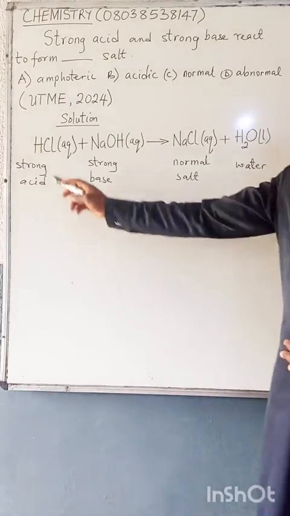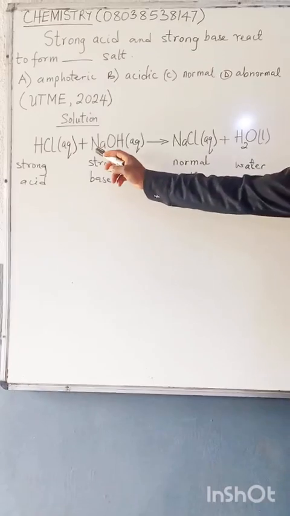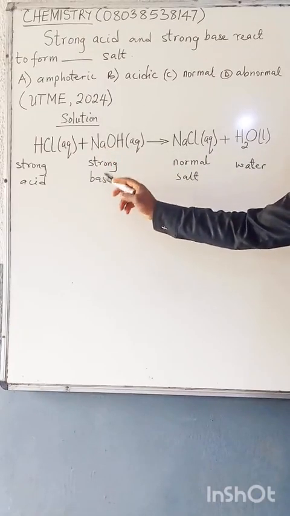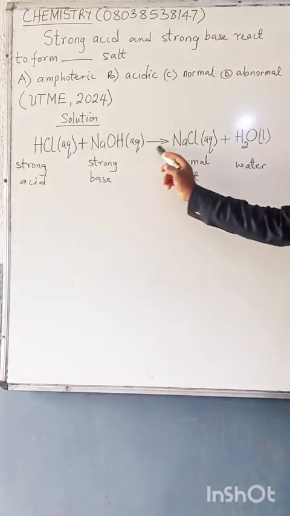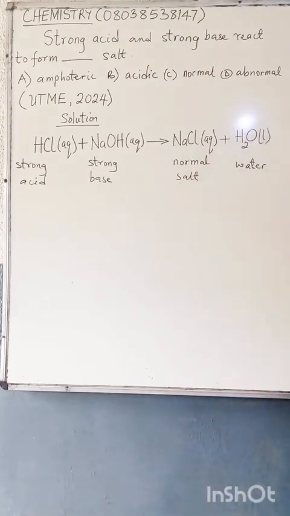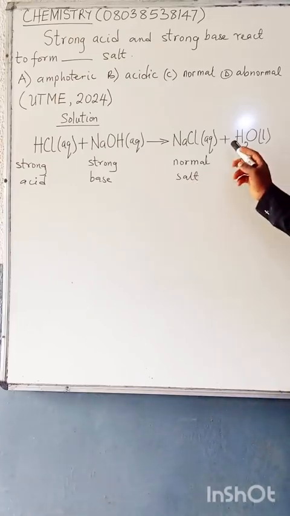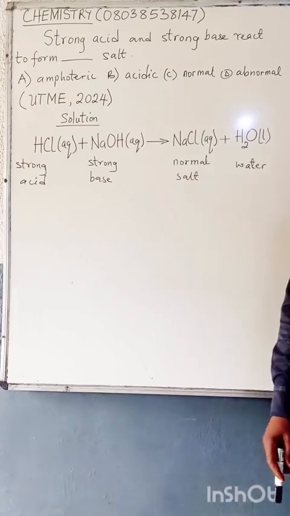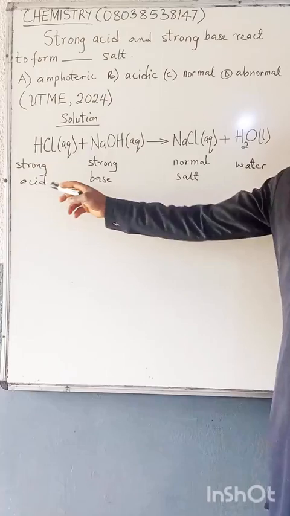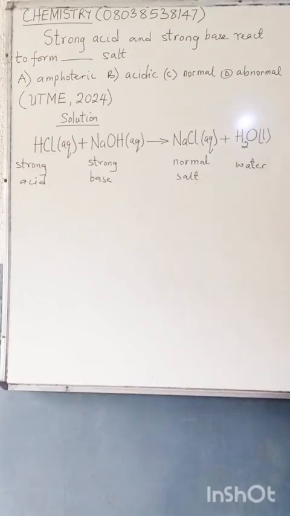On the board we have HCl, which is called a strong acid. Then we have sodium hydroxide, which is described as a strong base. And then the two react to produce NaCl, which we describe as a normal salt. Water is also produced as a second product, a byproduct. But we need to explain what each of these terms means. Strong acid, strong base, normal salt.